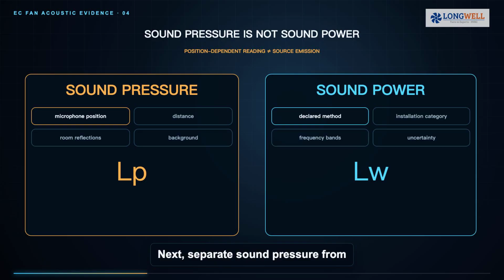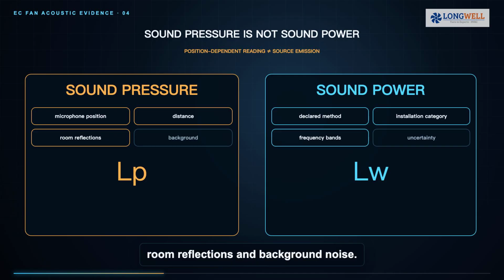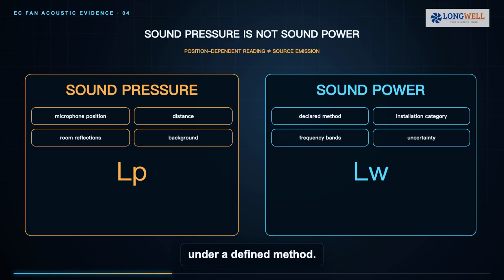Next, separate sound pressure from sound power. Sound pressure is what one microphone reads at a place. It changes with distance, room reflections, and background noise. Sound power characterizes source emission under a defined method. Do not compare an in-room dBA reading with a laboratory sound power rating as though they were the same quantity.